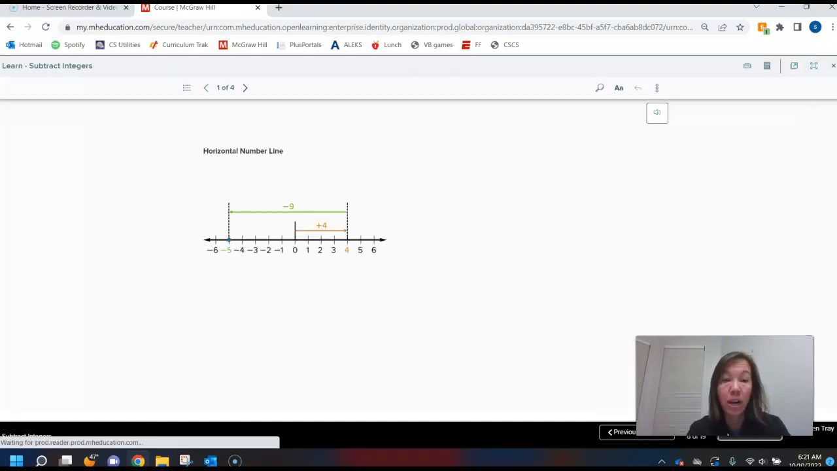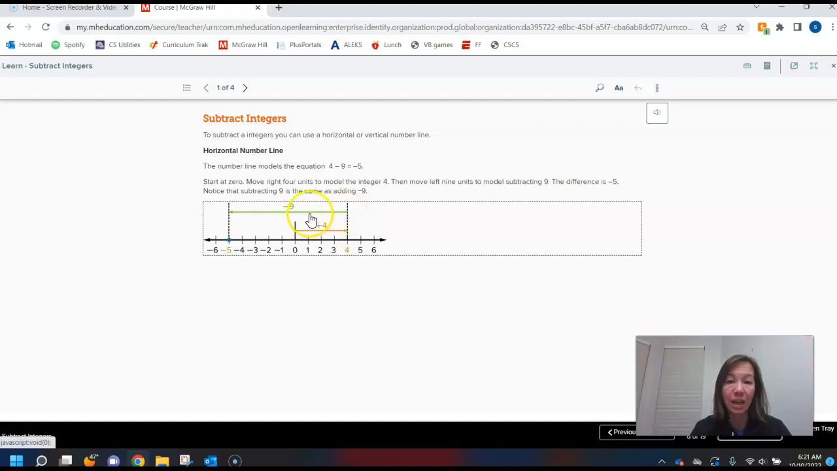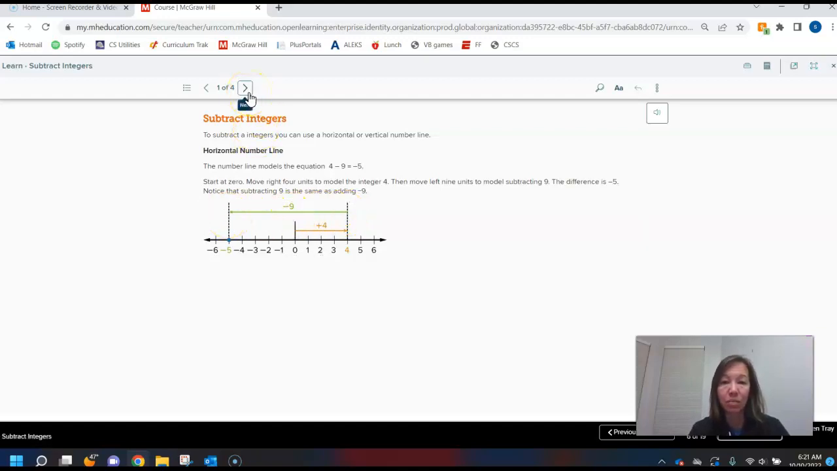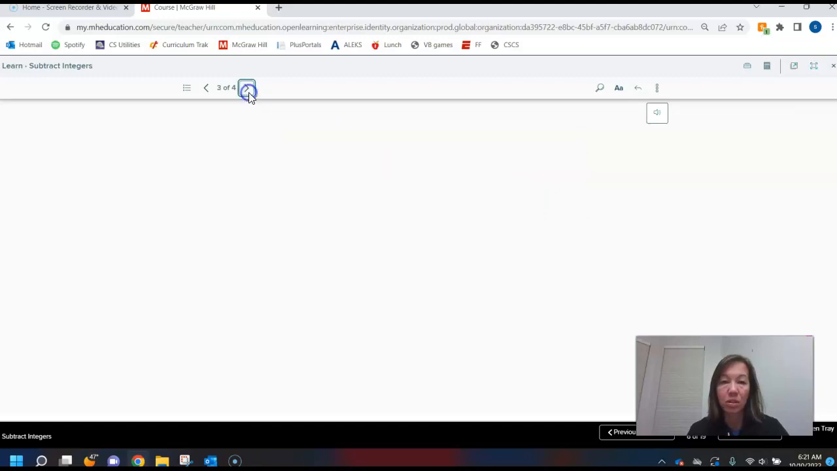When we want to subtract integers, remember that we can use a number line. If I have positive 4 minus 9, I can go to positive 4 and then take 9 away, and that takes us to negative 5. We can also use a vertical number line, but I'm not going to use this one too much.